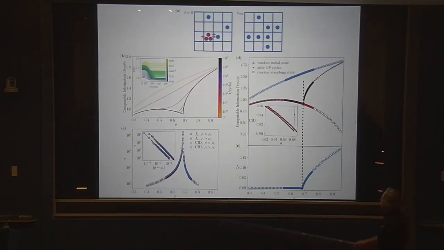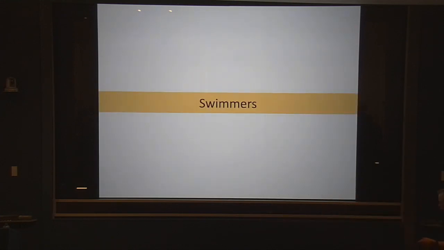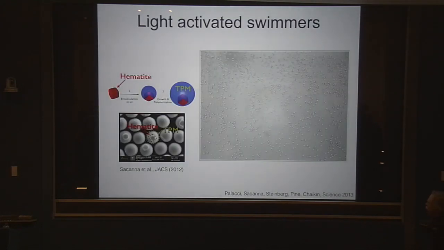Okay. Again, you can do the same thing as we were doing before and get the critical exponents for the critical slowing down. We're not just going to do absorbing state systems. That wouldn't be that interesting. We can do swimmers. One of the things we do is active matter. Here's this active matter system.